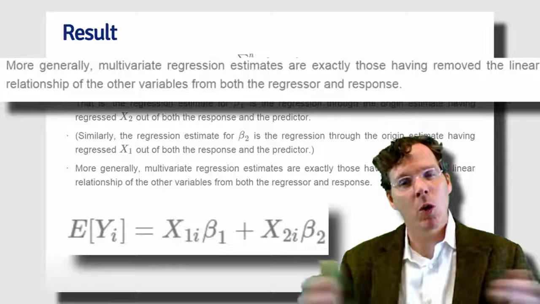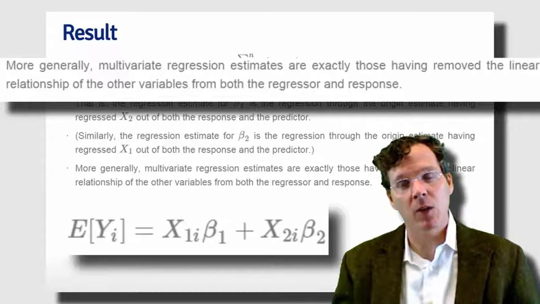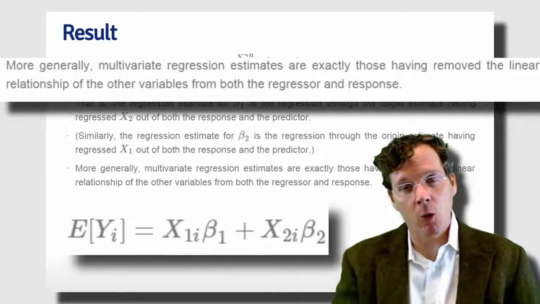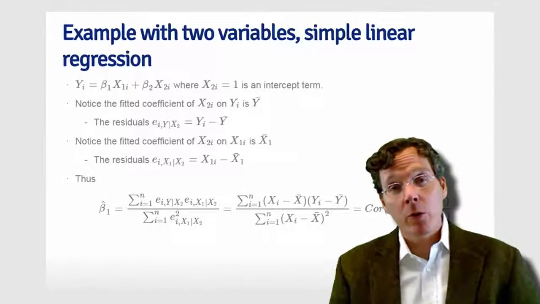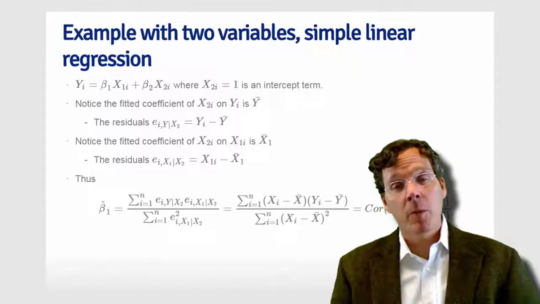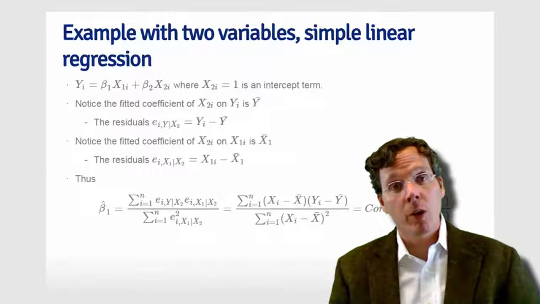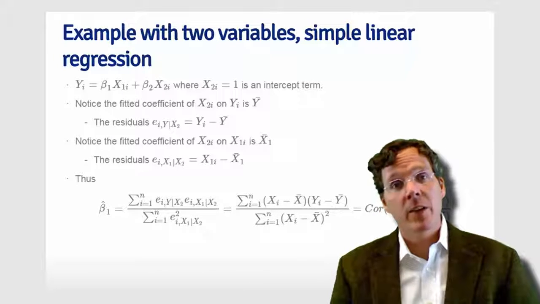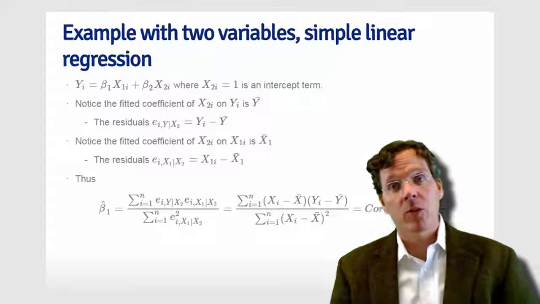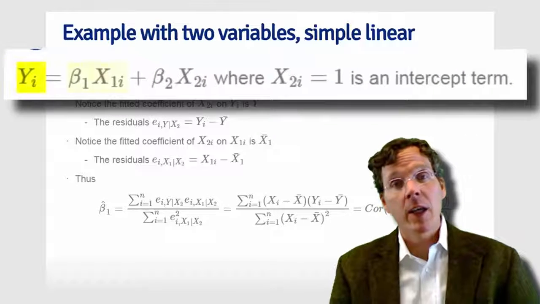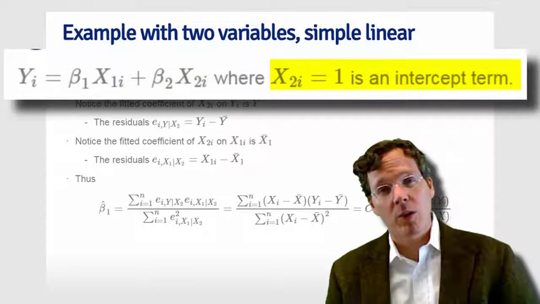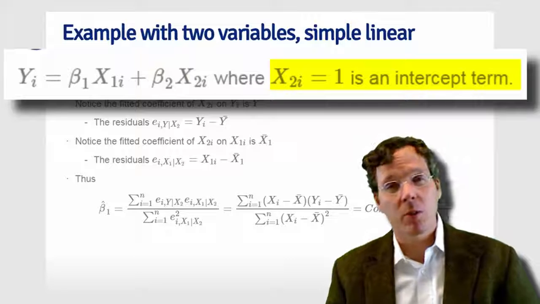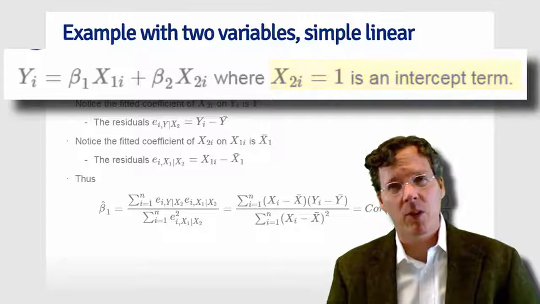And this is why multivariable regression relationships are thought of as having been adjusted for all the other variables. We'll go on in the next slide and talk about how this relates to a full multivariable regression where you have lots of predictors. So let's go through the case that we already know of simple linear regression, where one of our covariates is an intercept term and the other is some covariate of interest. So here we have yi equals beta 1 x1i plus beta 2 x2i, where in this case I'm just going to assume the second one is the intercept term, whereas we usually assume that the first one is the intercept term, but that of course doesn't matter.